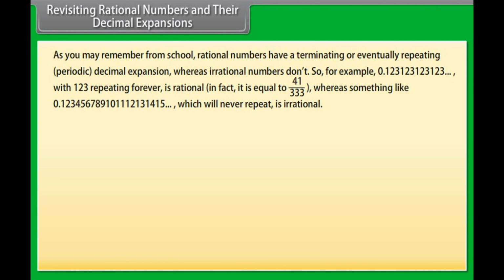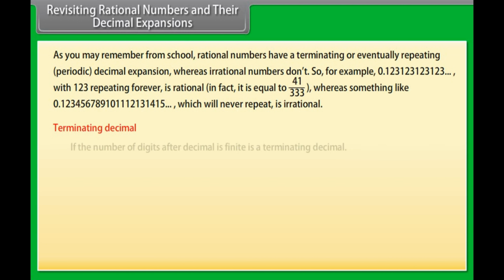So, for example, 0.123123123123 and so on, with 123 repeating forever is rational. In fact, it is equal to 41 upon 333. Whereas something like 0.123456789101112131415 and so on, which will never repeat, is irrational.